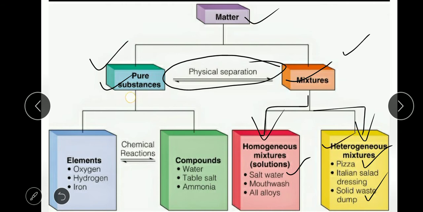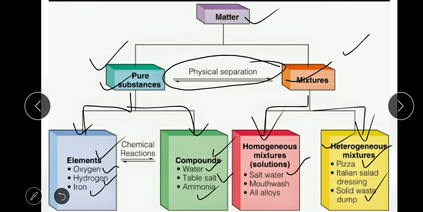But when we talk about pure substances, we again have two types: elements and compounds. Oxygen, hydrogen and iron are examples of elements. And water, table salt and ammonia are examples of compounds, students.